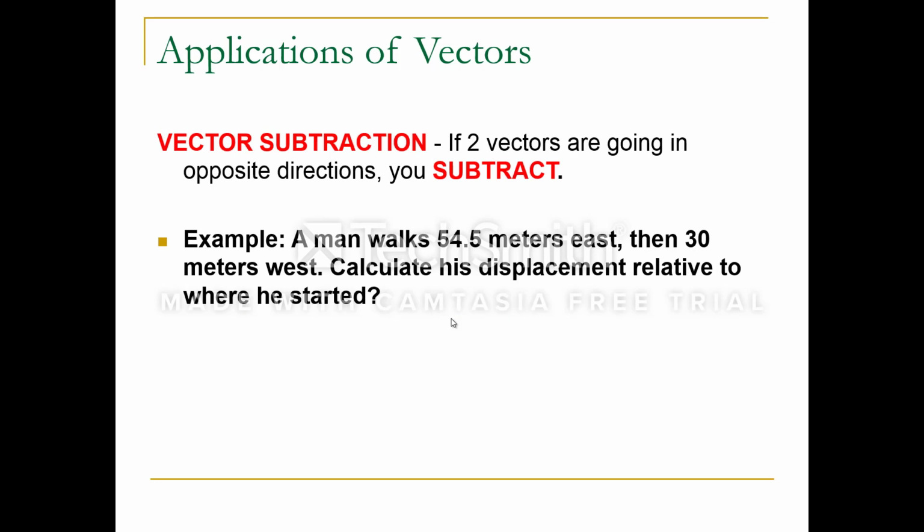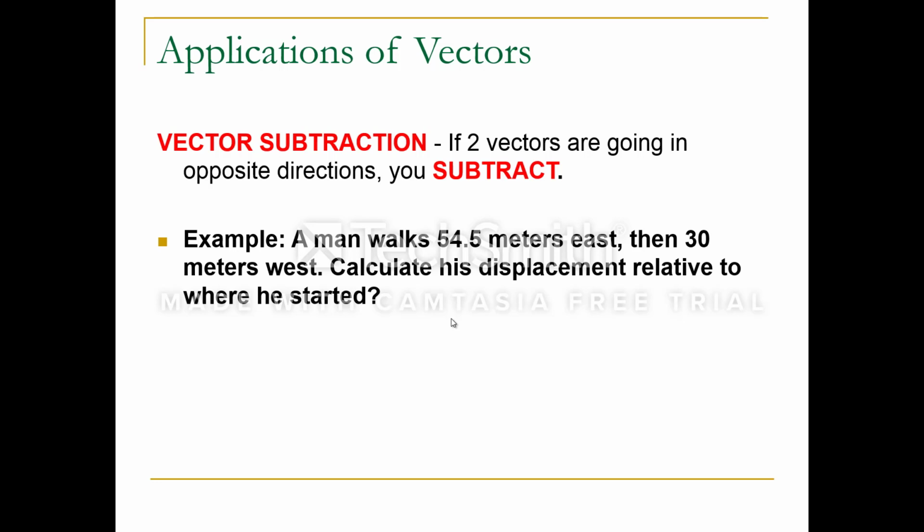Okay, if they're going in opposite directions, then you're going to subtract. So if east and west, you would subtract. West is going to be your negative. East is always going to be positive. We always go by standard convention when we're looking at things. So we're going to add the vectors again.